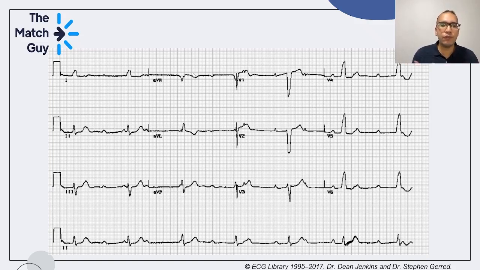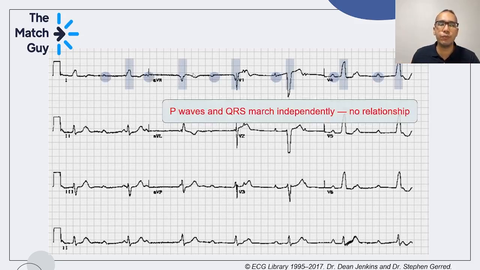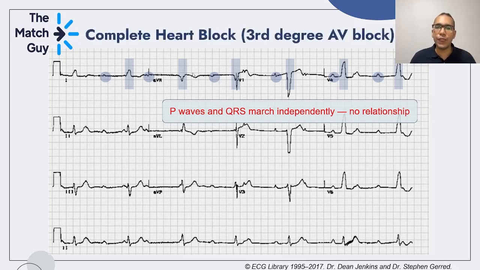Go ahead and pause the video for a few seconds if you need to, but you should be able to see that the P waves and the QRS complexes are marching independently from each other. Like the atria and ventricles are each doing their own thing. The PP intervals are regular, the RR intervals are regular, but they have no connection between each other. This is what we call a third degree AV block or a complete AV block.